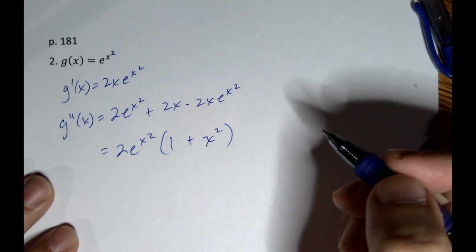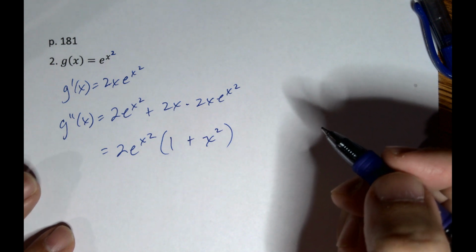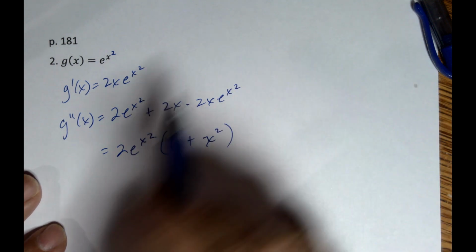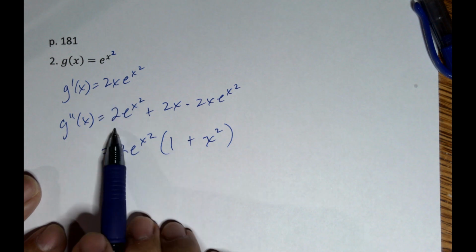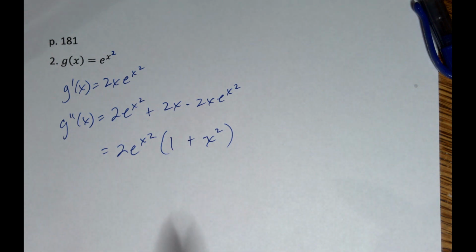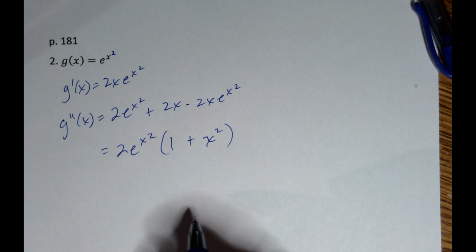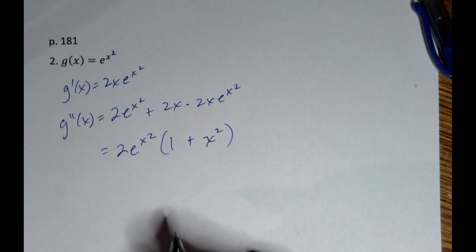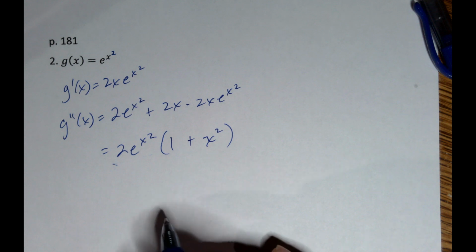Really? Is that right? Let's double check this. I just confused myself. All right. So the derivative of 2x is 2. Yeah, that's right. Is this ever equal to 0? No. This is not equal to 0. So 1 plus x squared is never equal to 0. This thing is never equal to 0. It's always positive.